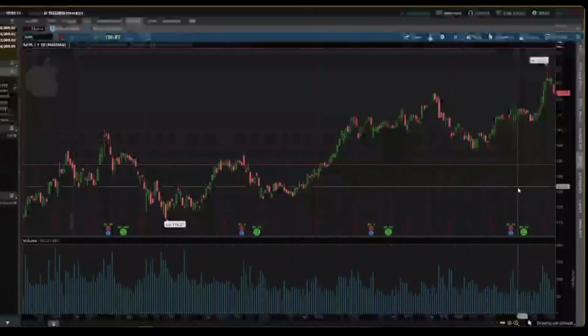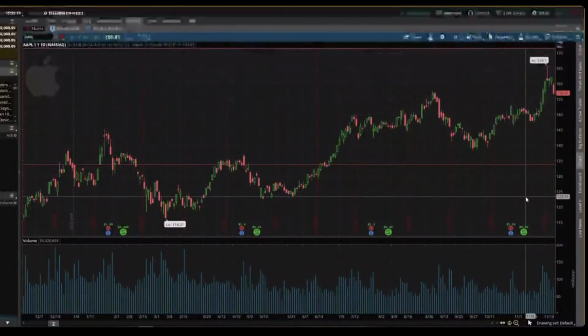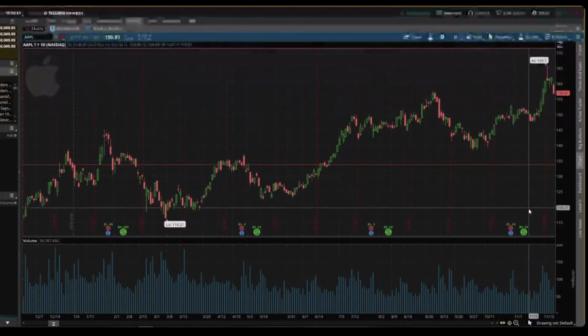And then I could adjust it and say, oh, let me open up another one right down here because I don't think it's going to go below there, and collect more premium, right?